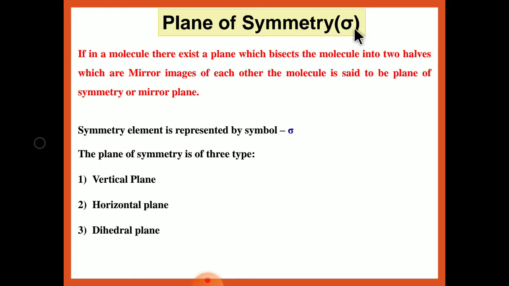So the plane of symmetry, which has the symbol sigma: if in a molecule there exists a plane which bisects the molecule into two halves which are mirror images of each other, the molecule is said to possess a plane of symmetry or mirror plane. So the symmetry element is represented by the symbol sigma, and the plane of symmetry is of three types. We will see this definition with the help of examples, but before that, the three types are: first is vertical plane, second is horizontal plane, and third is diagonal plane.